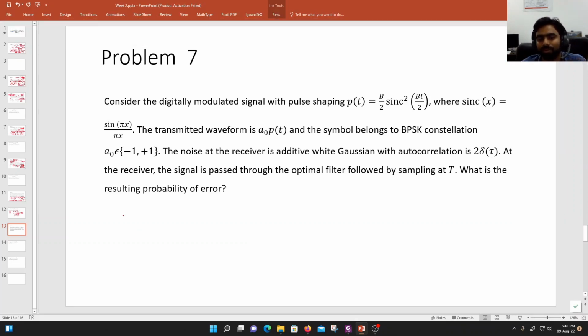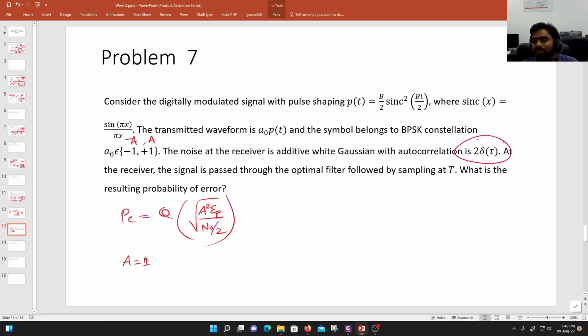You know the probability of error, Q of square root of A square Ep by N naught by 2. So what things are given? A naught, compare it with minus A plus A, so A would be 1. N naught by 2, compare the autocorrelation with Rn of tau, that is N naught by 2, so N naught is 4. The remaining is Ep.